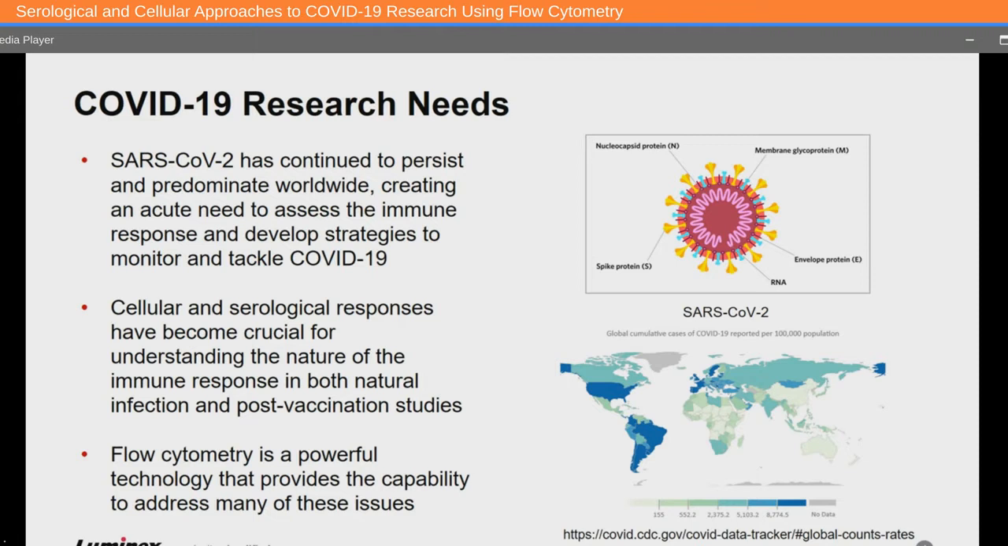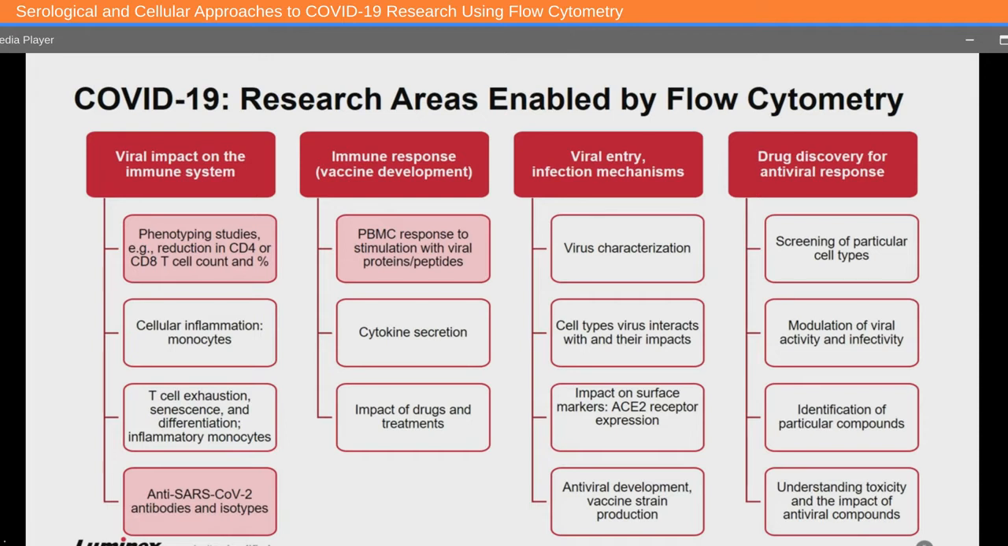Several of these publications have shown that flow cytometry is a powerful technology that can provide the capability to address many of these questions. Questions in COVID-19 research span a wide range. These include questions on how the virus impacts the immune system, how the immune system responds, and how one bolsters the response with vaccine strategies and drug discovery approaches to modulate and eliminate the virus. We'll touch upon some of these areas during our presentation.